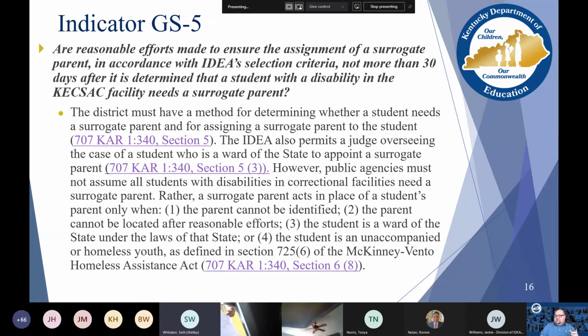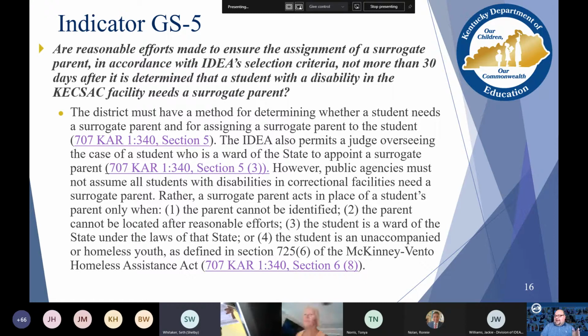So the district, again, this is kind of what I was alluding to a moment ago, must have a method for determining whether a student needs a surrogate parent and for assigning that parent to the student. The IDEA also permits a judge overseeing the case of a student who is the ward of the state to appoint a surrogate parent. Public agencies must not assume all students with disabilities in correctional facilities need a surrogate parent. That's what I was talking about.